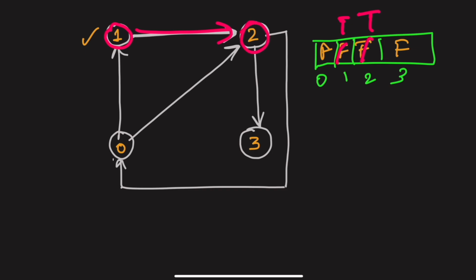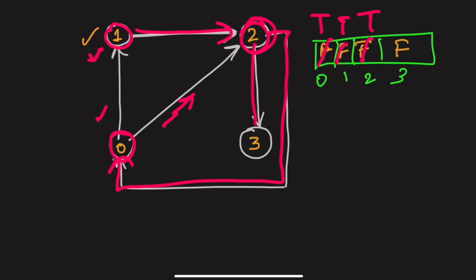Now from 2 we need to go to the depth, so we can go to either 0 or 3. We go to 0 and mark it as true. So this is also traversed. Now from 0 we can go to 1 or 2, right? But 1 is already traversed, so we will not go. Then we see 2, which is also traversed, so we are going to backtrack. Once we come back to 2, from 2 we can go to 3. 3 is not visited, so we mark that as true too. Once all the nodes are visited, your depth first search is done.